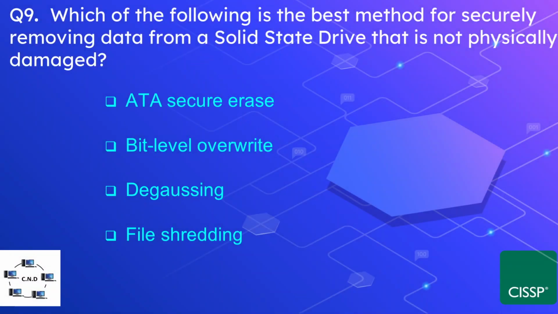Question number 9 is: which of the following is the best method for securely removing data from a solid state drive, or SSD, that is not physically damaged? The options are ATA secure erase, bit level overwrite, degaussing, and file shredding. And the correct answer is ATA secure erase, the command that can be used to securely remove data from an SSD which is not physically damaged. If it is physically damaged, then the option is physical destruction of the SSD.